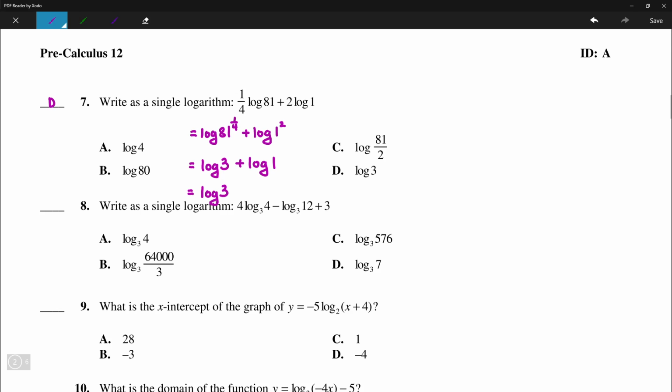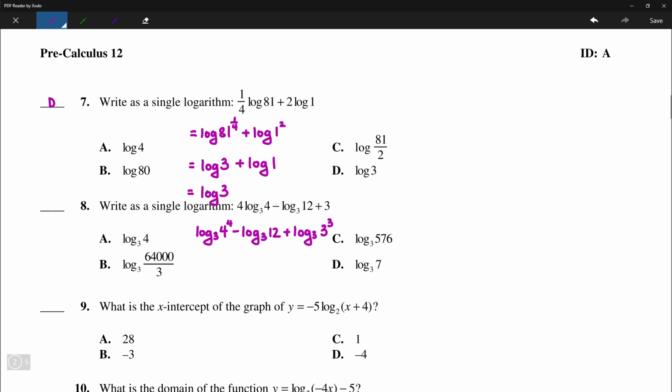Okay. Number 8, write as a single logarithm. So here we can rewrite the 4 as a power, and then we have log 12 still, so that's, oops, sorry, for the 4th power. The 12 stays the same, and we're also going to write 3 as a logarithm of base 3. So that would be log 3, and then the argument would be 27. Or simply 3 to the 3rd power.